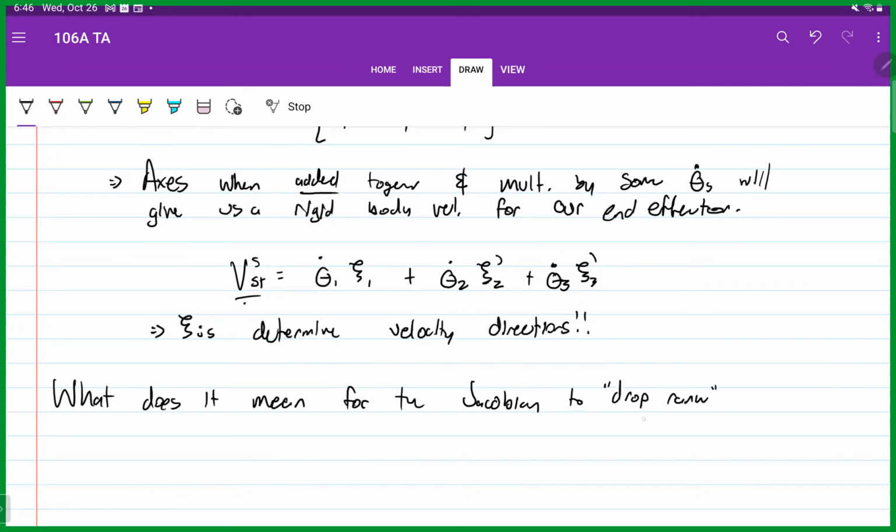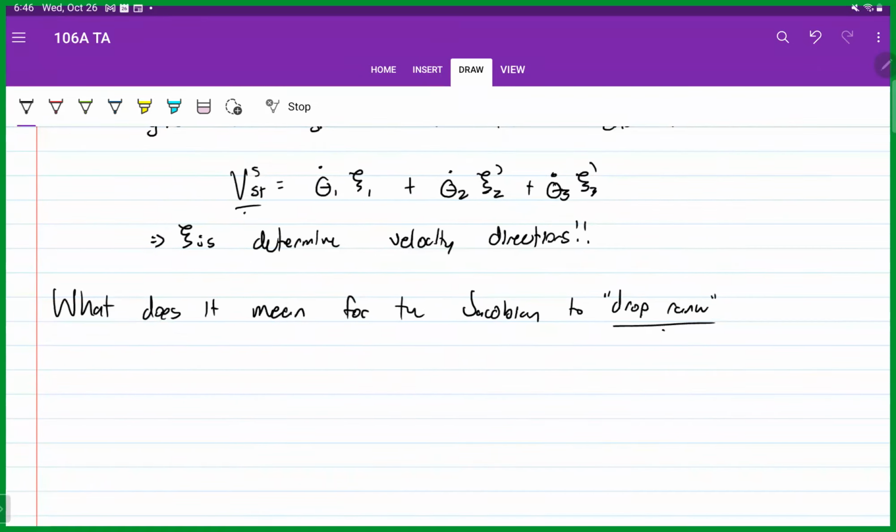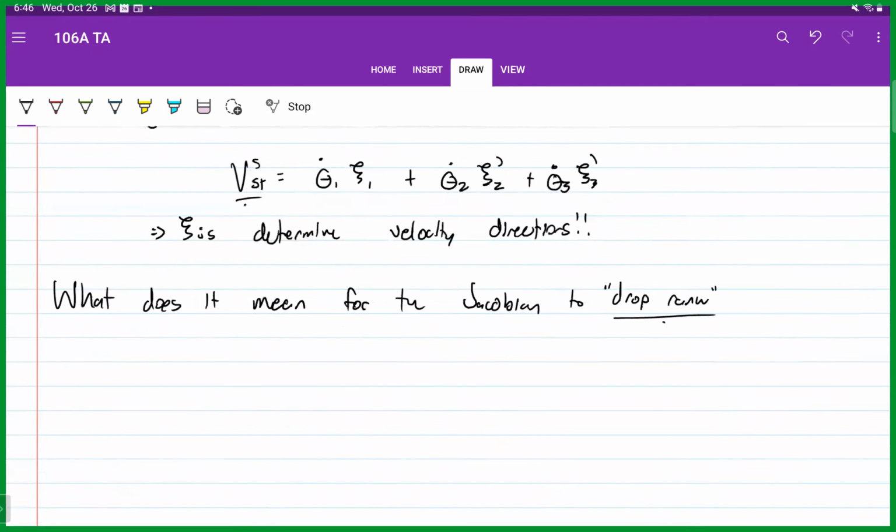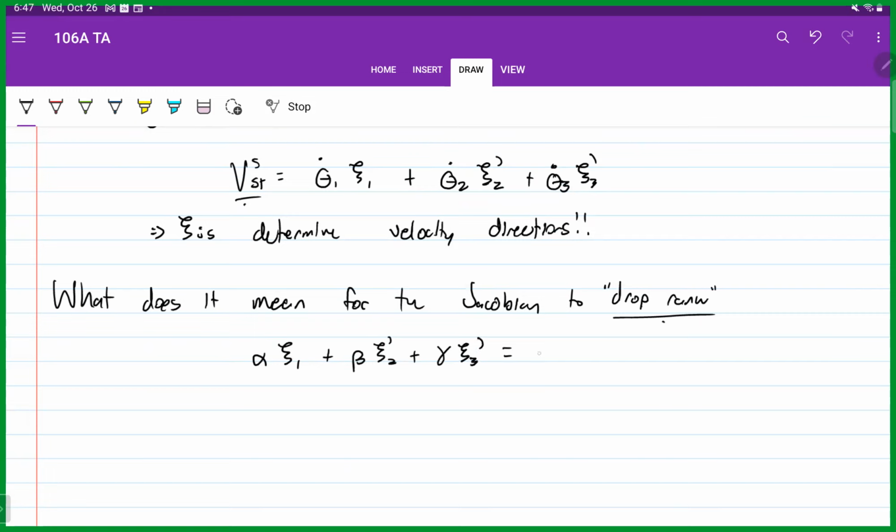Drop rank just means that we have a couple of linearly dependent columns in there. So for our Jacobian up here, a couple of these columns are going to be maybe scalar multiples of each other, or we're going to have some sort of constants that when we add them together, we're able to get 0. So there's going to be some alpha that we can multiply our xi1 by, some beta that we can multiply our xi2 by, and some gamma, so that should be a prime, that we can multiply our xi3 prime by, such that we get our 0 vector when these are not all equal to 0, right? Not all 0.